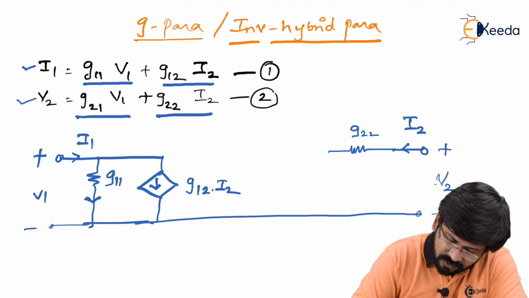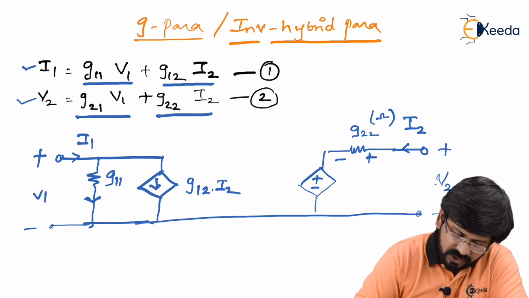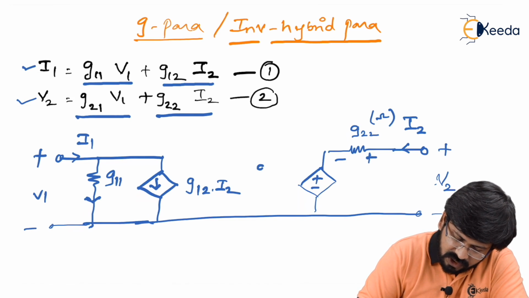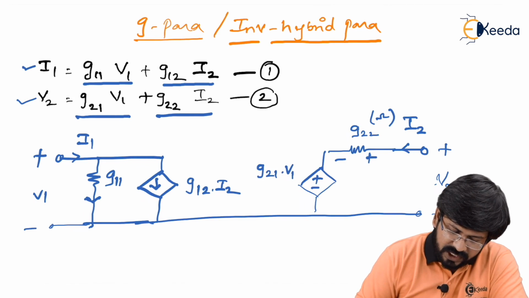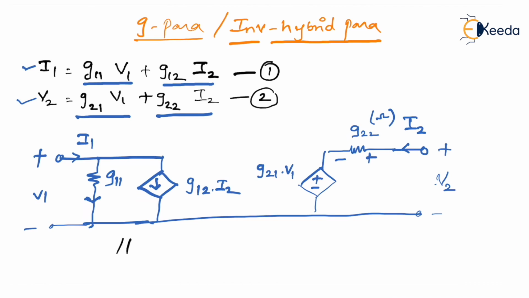Of course it is in terms of ohms, through which I2 current is flowing, having plus minus as a polarity. With same polarity, I should show some dependent voltage source having magnitude as G21 times V1. So as you have seen, now we have developed equivalent circuit for G parameter.